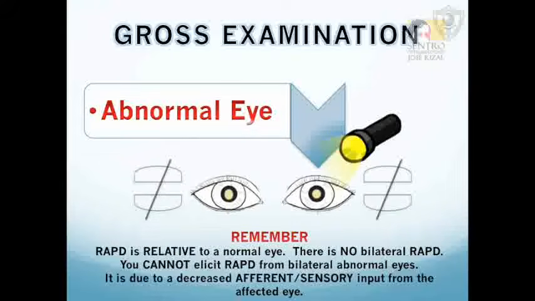Remember, RAPD is always relative to a normal eye. There is no bilateral RAPD. You cannot elicit RAPD from bilateral abnormal eyes. It is due to a decreased afferent or sensory input from the affected eye.